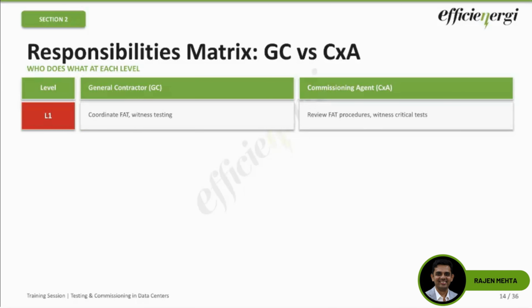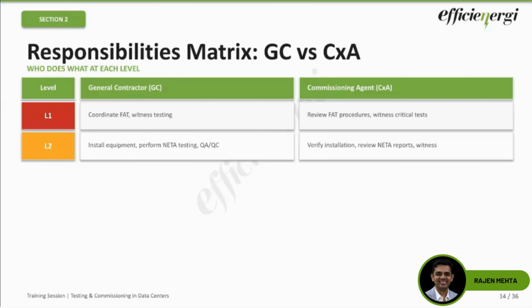So at the first level, there is the L1 level. We are talking about factory testing. The GC has to coordinate the factory visits, schedules, and witness testing. The CXA reviews the test procedures and witnesses critical equipment FAT, and so on. Both need to verify together that the test results are acceptable. It's not only the CXA's responsibility.